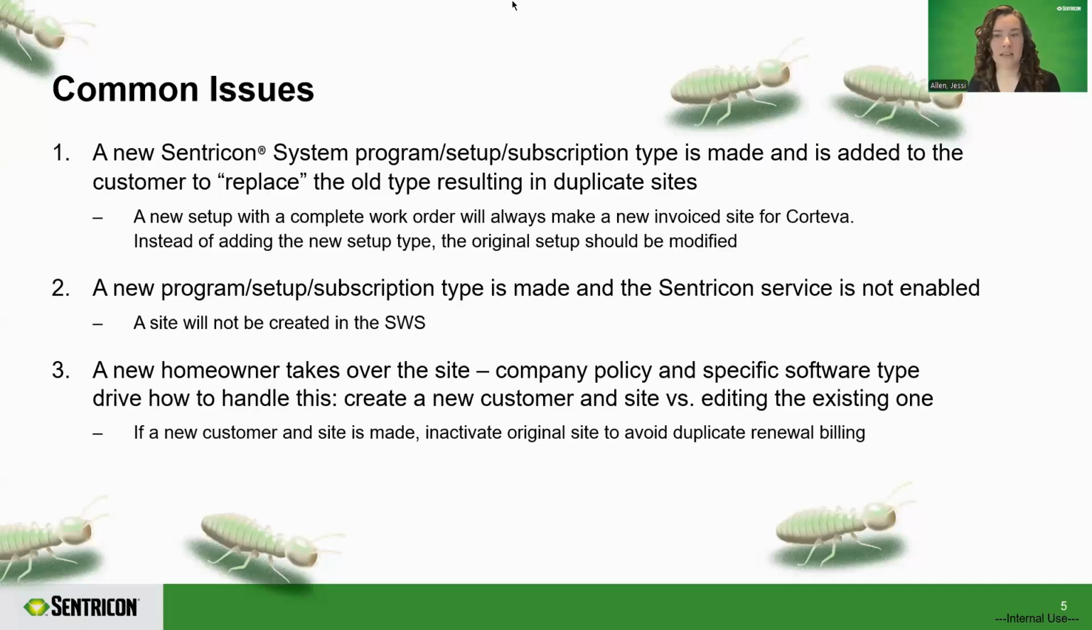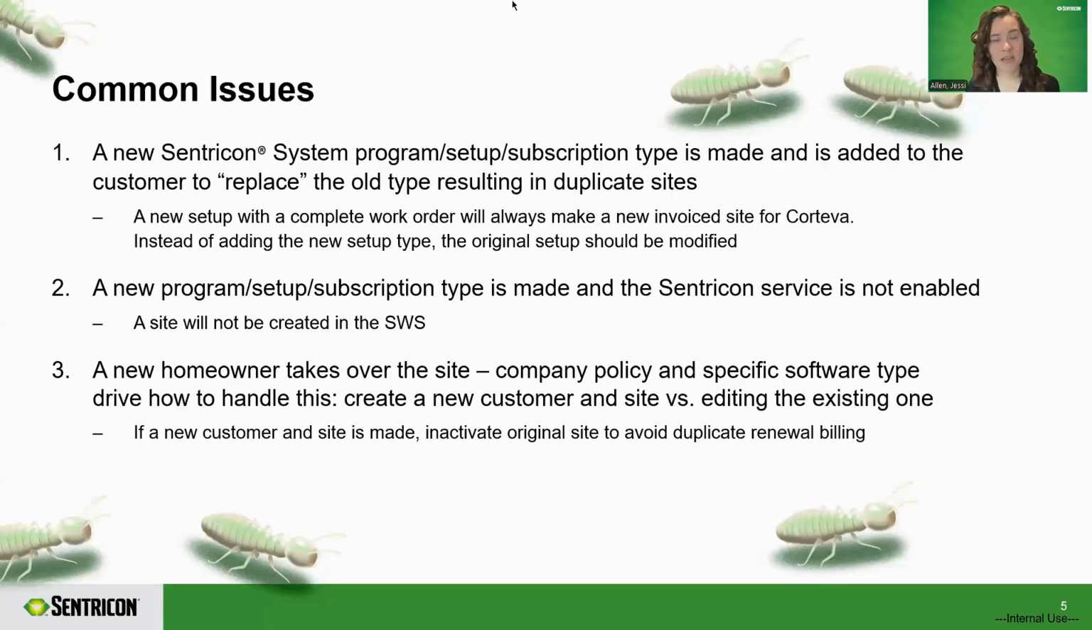Another thing we've seen in the last year that's caused some issues is a new program type is created that is not properly flagged as Sentricon in the IT partner. And that means that our system can't see it to pick it up and invoice it. So the sites are not being made in our system.